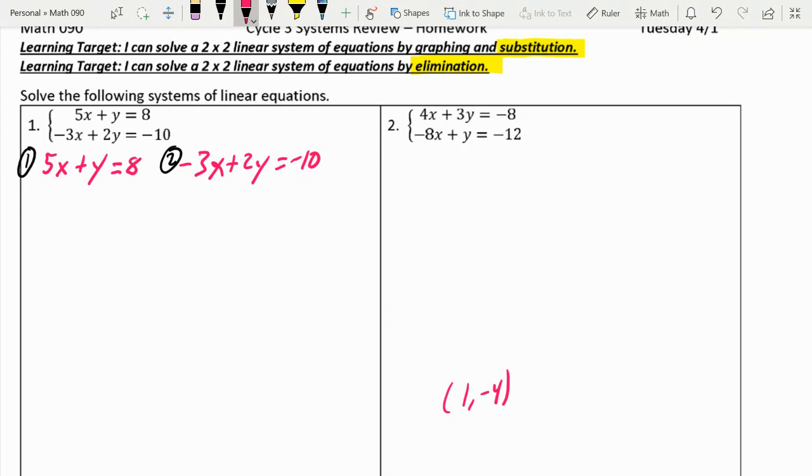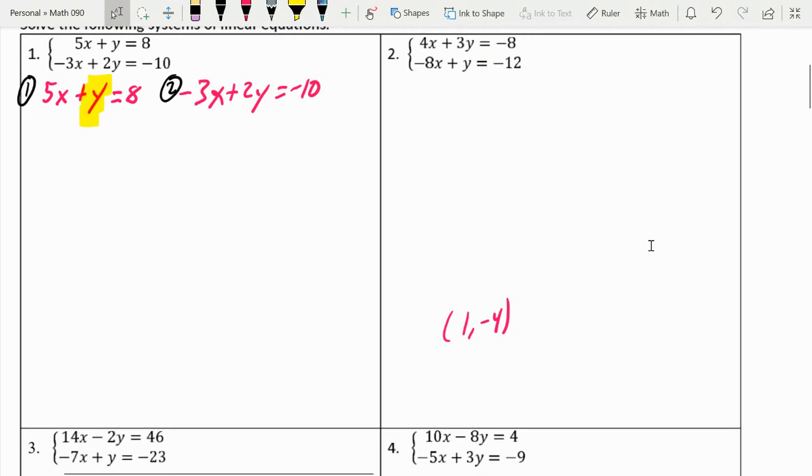Now when we do substitution method, we're looking for one of the equations to have a variable that's by itself. If you look at equation one, y is by itself, with a coefficient of 1. So I'm going to solve for y. It's easy in this case, so all I'm going to do is subtract 5x from both sides. So I have y is equal to negative 5x plus 8. That 8 and that negative 5x are not like terms, so you can't combine them. Just put them next to each other.